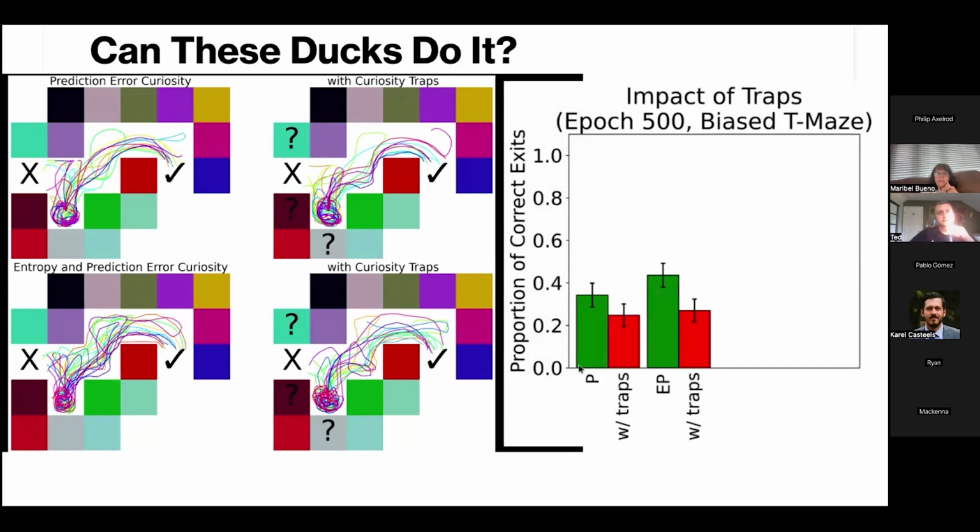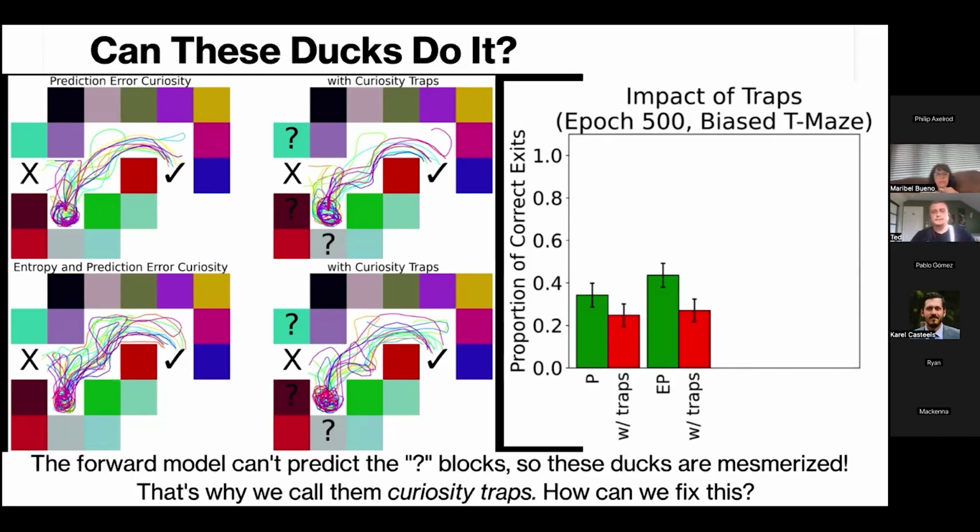So P, prediction error curiosity, they were doing it about, it looks like, 30% of the time maybe. But then we have traps as well. They're doing just about as well as the ducks that didn't have any kind of intrinsic rewards at all. And entropy and prediction error curiosity is affected even more. The ducks' forward model can't predict the question mark blocks, so the ducks are mesmerized. How can we fix this?